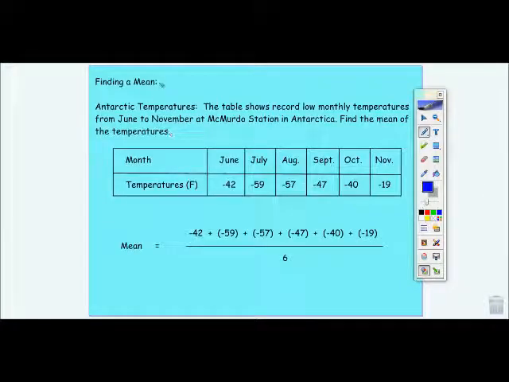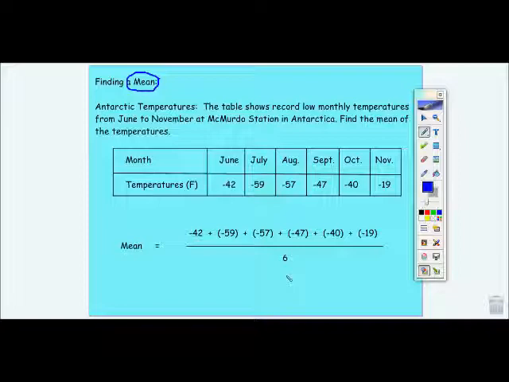So, when we're finding a mean, we haven't talked about this yet, averages, if you remember that, mean. So a mean means that we're going to take all of the data, we're going to add it together, and we're going to divide it by how many data points we had. And in this case, we have 6 of them. We're going to try to figure out what the mean or the average temperature for Antarctica is.